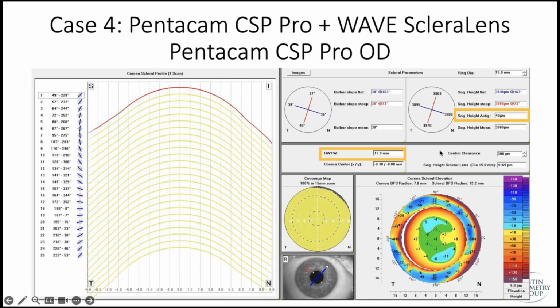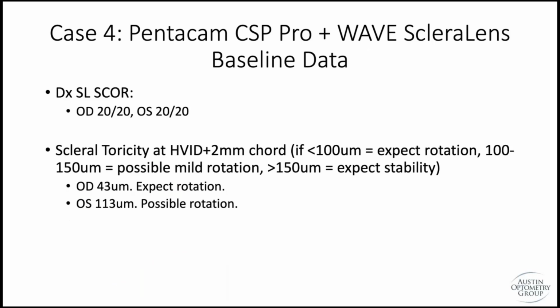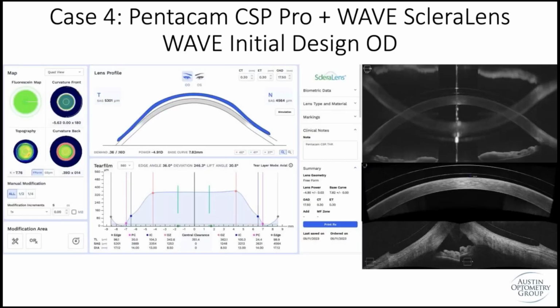So now, because it's such a large cornea, we're measuring out about a 15 millimeter chord. And when we look over here on the left eye, it's a little bit better with about 113 microns. Other than that, it's a pretty normal looking eye, and vision can be corrected to normal 20/20. We already covered that this lens is probably going to rotate a little bit on the right eye, and may or may not on the left eye.